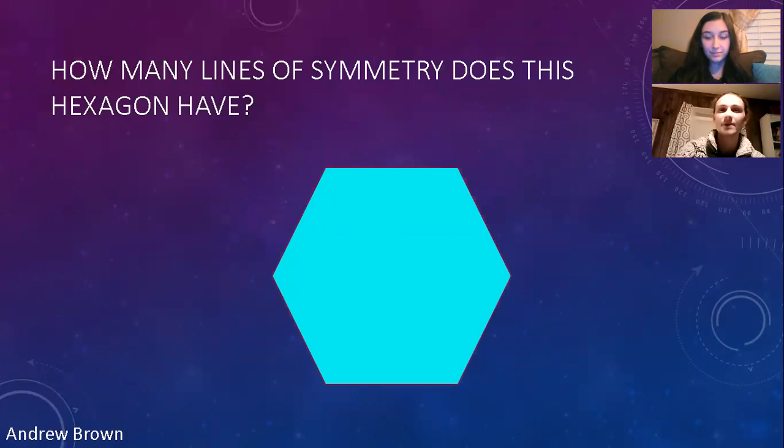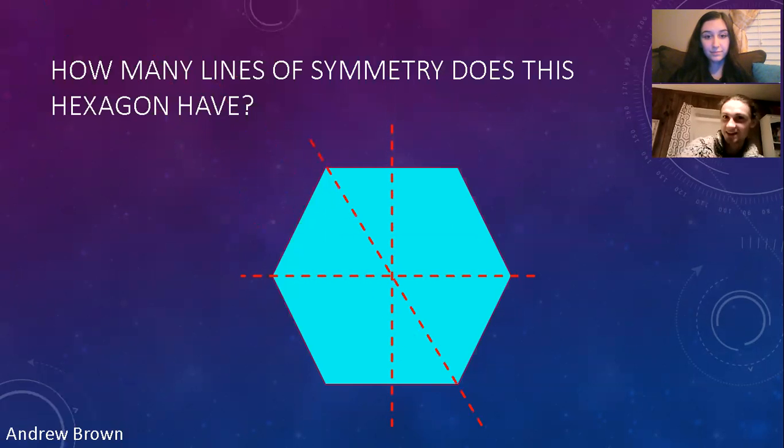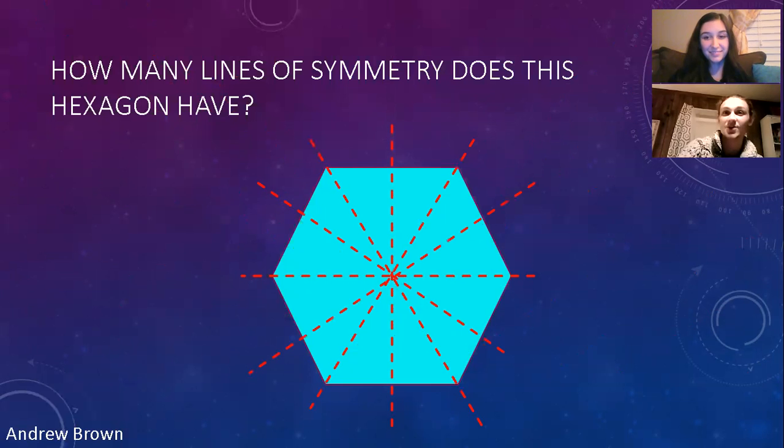So let's see how many this hexagon has. So here's one, and here's another one, and another one, and one more after this. Bam. So that means there are 6 lines of symmetry. Good job. Thank you.